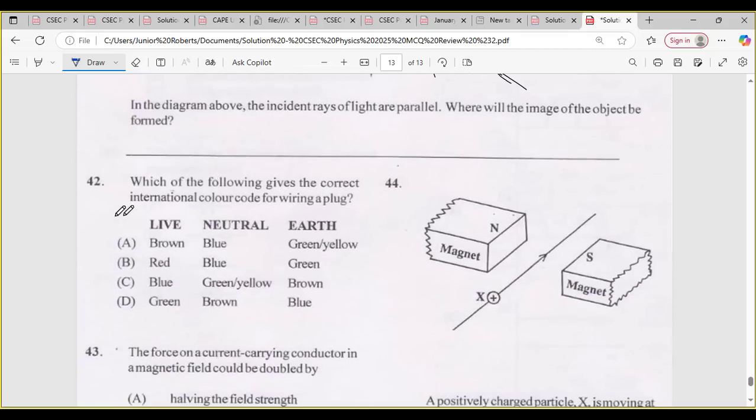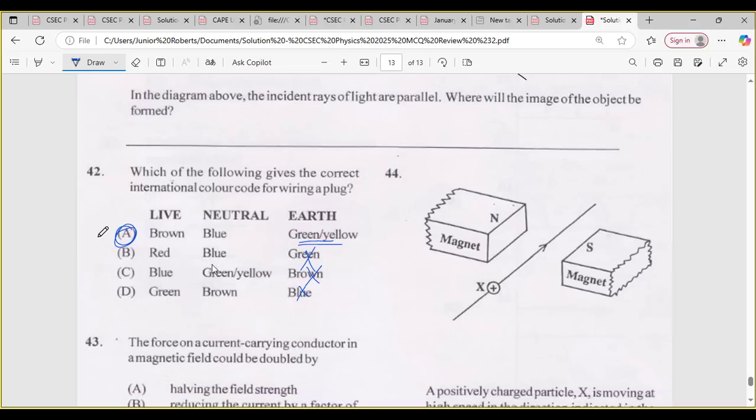All right. 42 now says, which of the following gives the correct international color code for wiring a plug? Now, easiest one to start with is Earth. Earth is always green or yellow, right? So it means that that is not so, that is not so, and that is not so, right? Even though we say green or yellow, usually we mix them, green and yellow. That's what you're going to see most times. So our answer then now is going to be A, and that confirms it because live is always brown and neutral is blue. So that's 42.